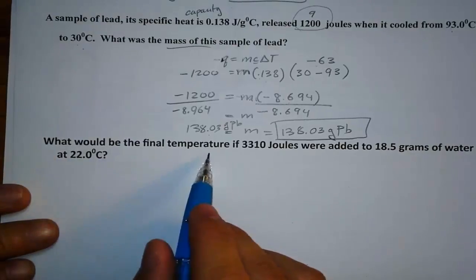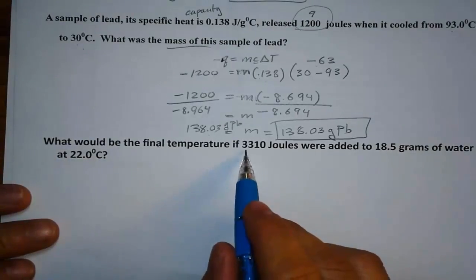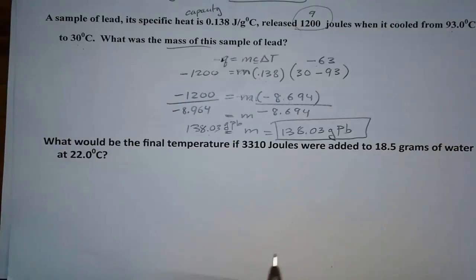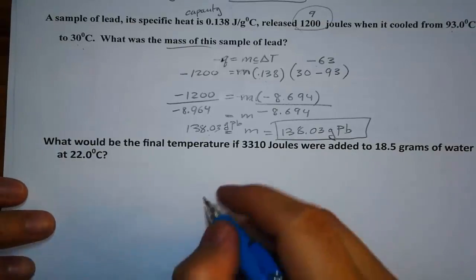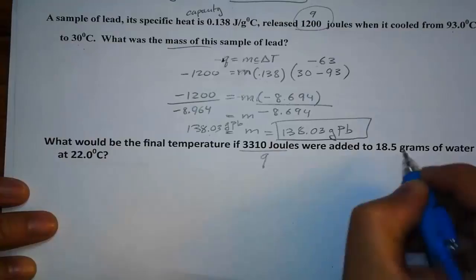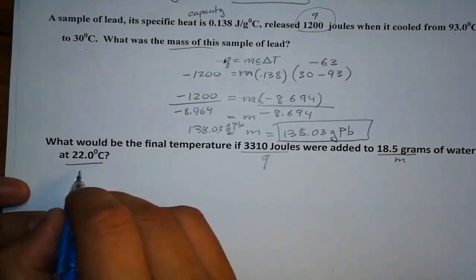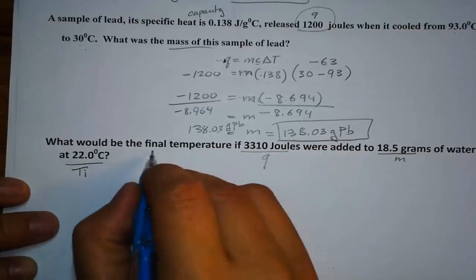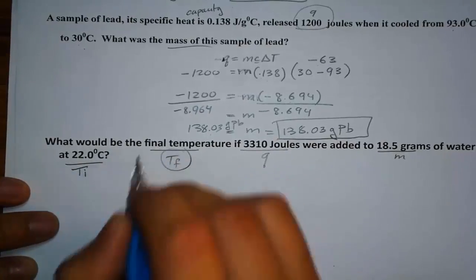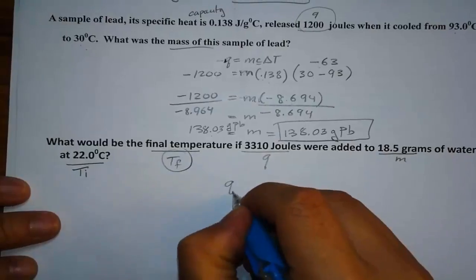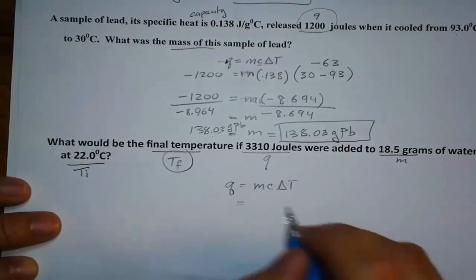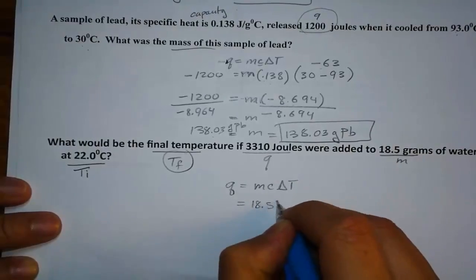Let's try another problem. What would be the final temperature if 3,310 joules were added to 18.5 grams of water at 22 degrees Celsius? Well, again, going back, this is your Q, this is your M, and this is your Ti. And what about Tf? We are looking for Tf right there, isn't it? So again, Q equals M C delta T. Well, M in this case is 18.5.